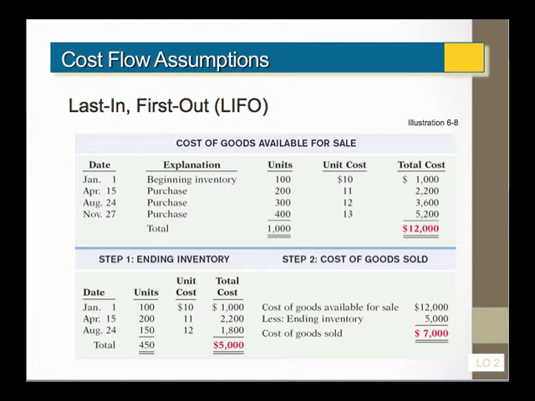If we subtract the $5,000 of ending inventory from the cost of goods available for sale, we would get cost of goods sold of $7,000. Now, once again, we can prove the $7,000 value by working this problem backwards. Knowing that we sold 550 items, we could take 400 items at $13, plus we need 150 items at $12. When we extend out those two calculations, we would come up with $7,000 for cost of goods sold.